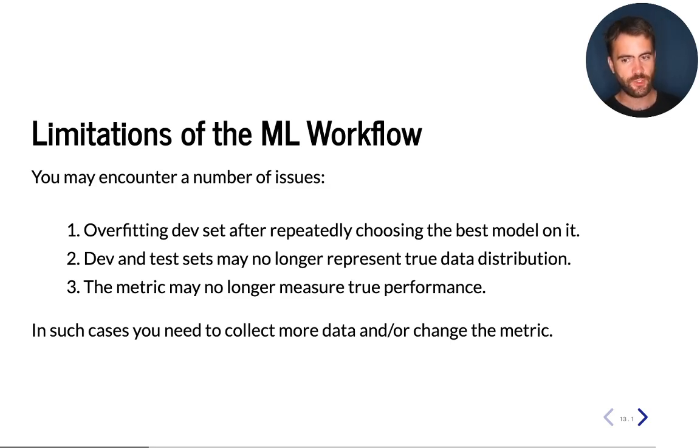So in these cases, we need to go back and make changes to our procedure. We may want to change the metric if over time we realize this is not what we care about, and we may periodically need to update our development and test sets if we have overfit them, or if they are no longer representative of the overall distribution. So these are all limitations that you should be aware of. And next, we're going to look at some more specific details about how we can evaluate the performance of machine learning systems within this workflow.